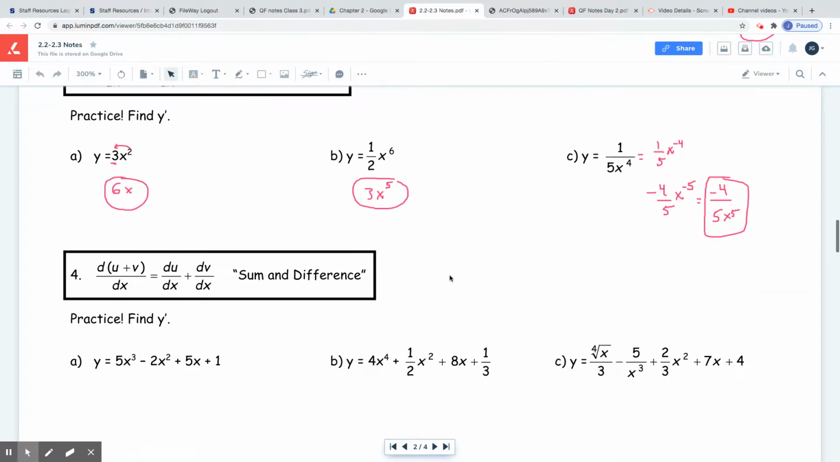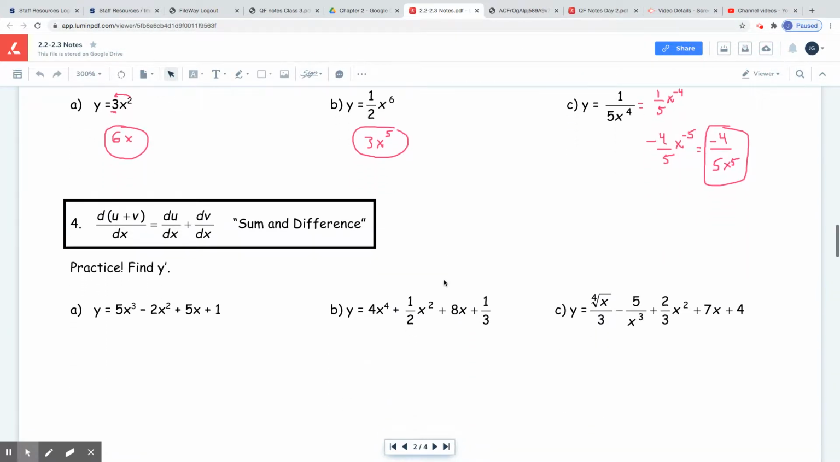All right. Now, sum and difference. Sum and difference just means we have in this problem 1, 2, 3, 4 different terms. All these other ones above were just one term. No big deal. What you were going to do is you were just going to find the derivative of this one individually, the derivative of this one individually, and the derivative of this one and that one. So go ahead and then put them all together, and that's your answer. So go ahead and try to do each of those.